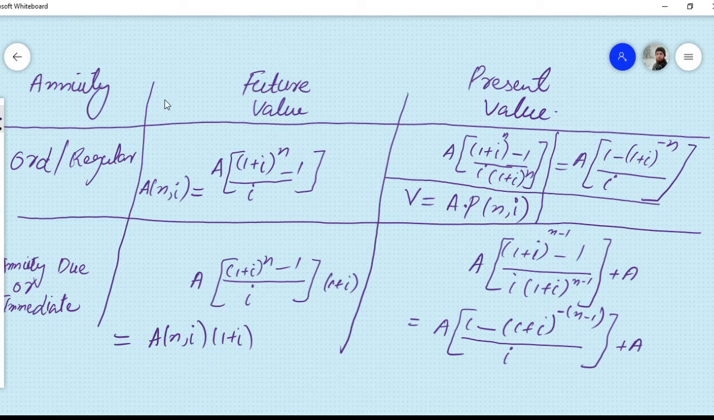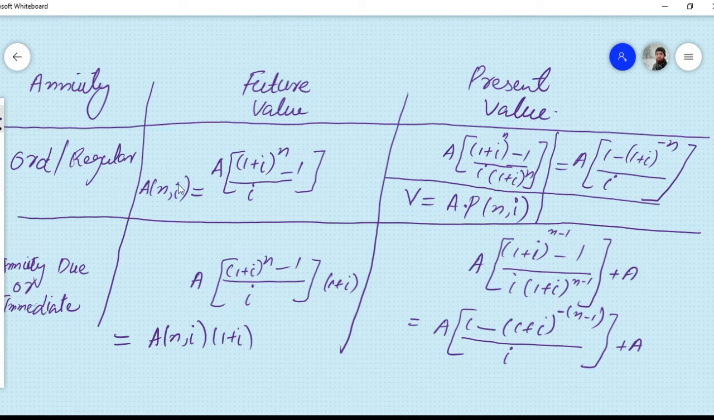Exercise number 4C. Here we have different formulas and we have discussed these formulas in class. I hope you have understood it well. So let us look once again. This is annuity, and then this is type of annuity.